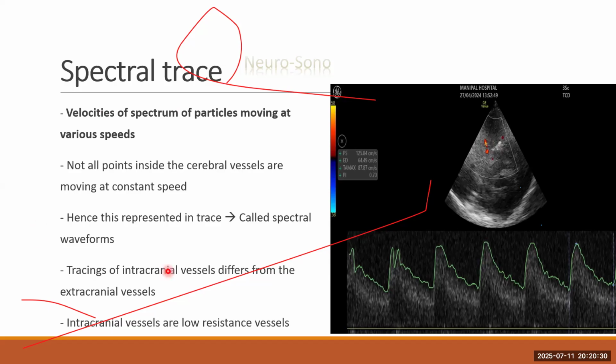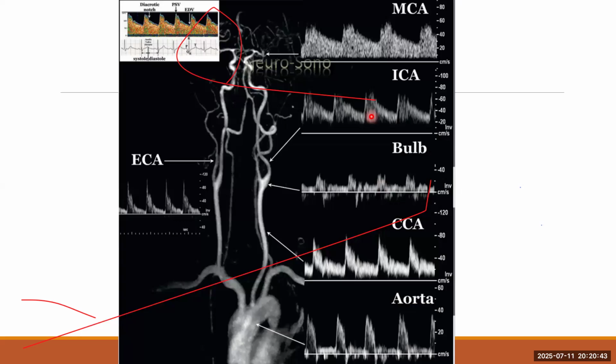And tracing of the intracranial vessels, as we already saw in the submandibular window, differs from the extracranial vessels in various aspects, and intracranial vessels typically have low resistance waveforms. And this is the spectrum of changes in the vessel patterns, or spectral waveform patterns, as we go from the arch of aorta to the common carotids, to the internal carotids, to the cerebral waveforms.